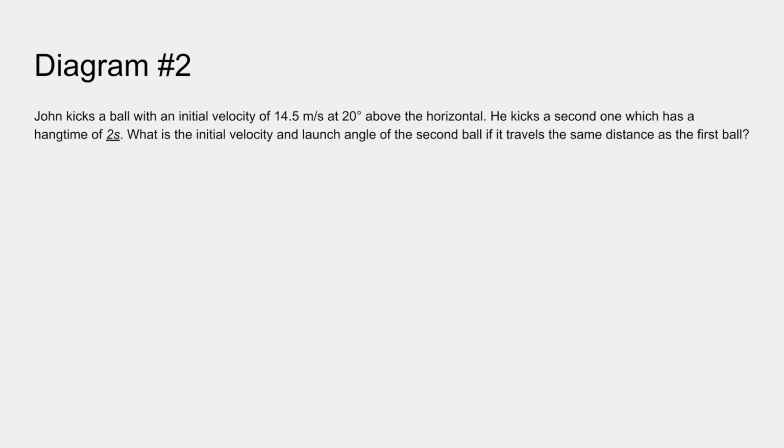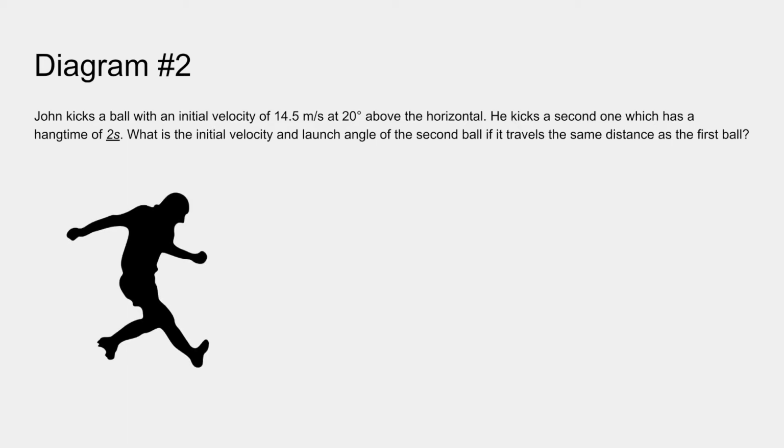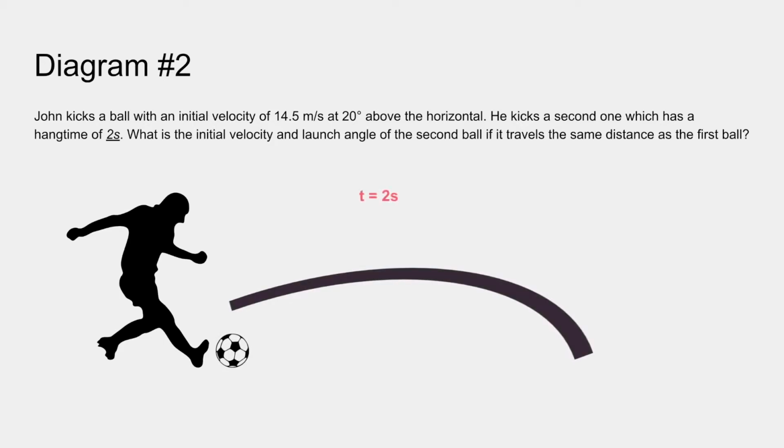So this is going to be our second part of this equation where we focus on the second ball. John kicks the ball, and we know that the total hang time is 2 seconds. And from our first step, we know that the displacement that it travels is 13.77 meters. In this part, we're going to be focusing on solving for the initial velocity and the launch angle.